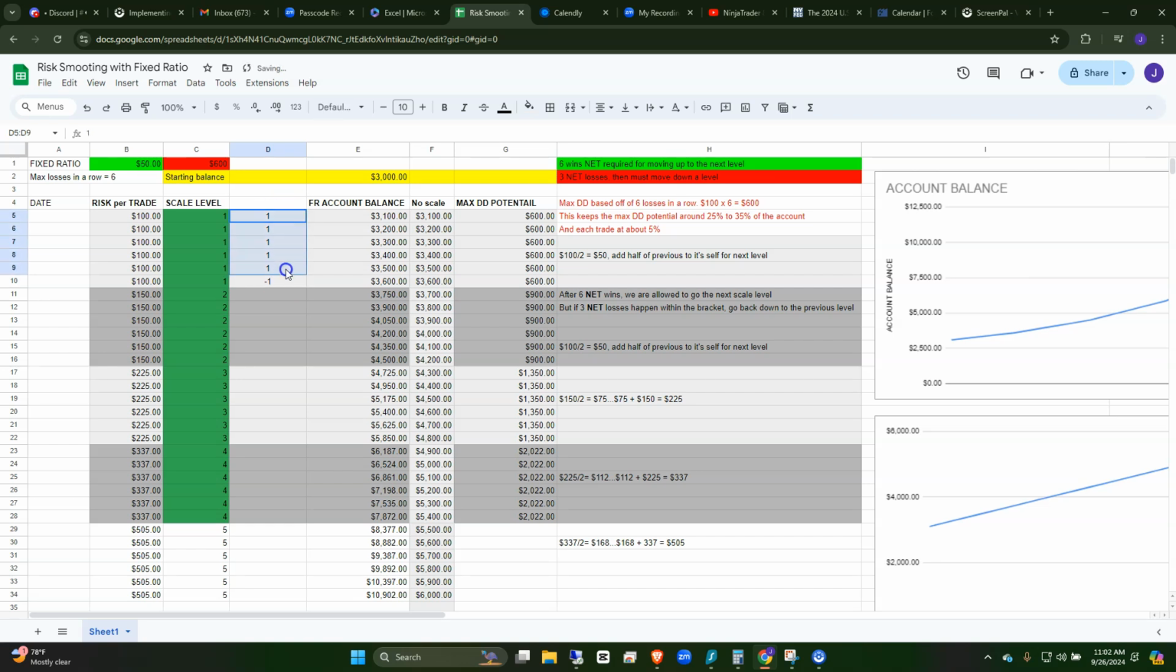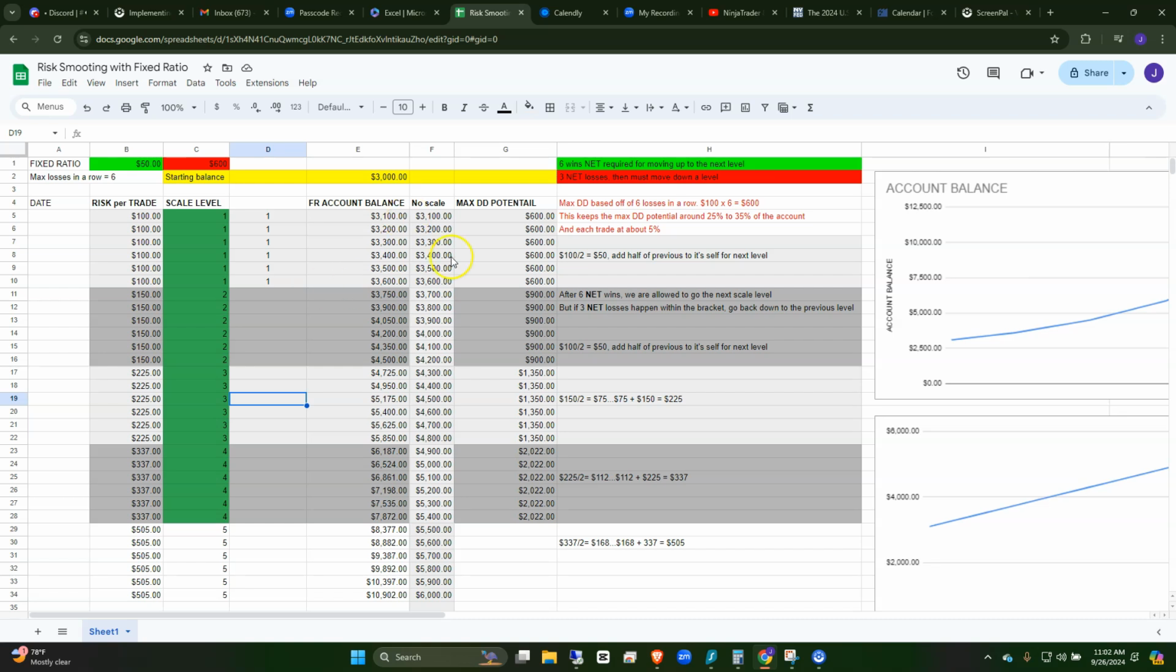So now we have 5 net wins, and we need 6 though. So then we have another win. So we take that -1 to a 0 to flat. Then we have another win. And then that is a total of 6 wins, and we're allowed to go to the next level. And that just continues down, up and down.